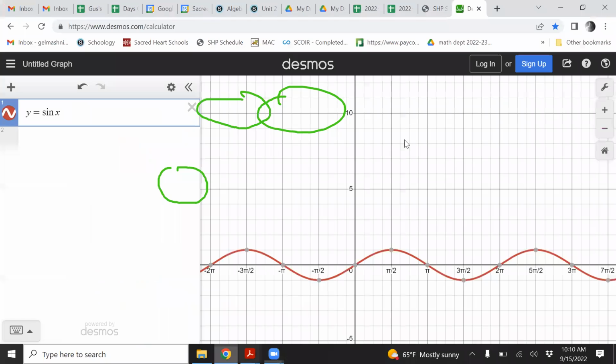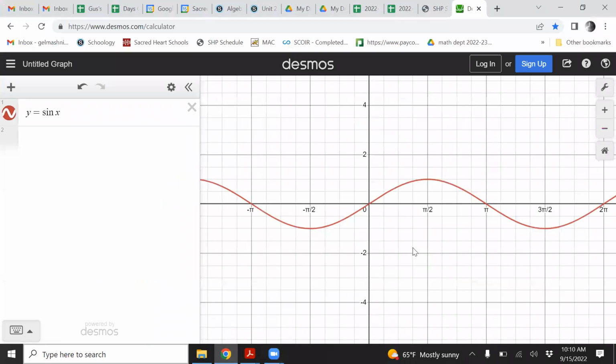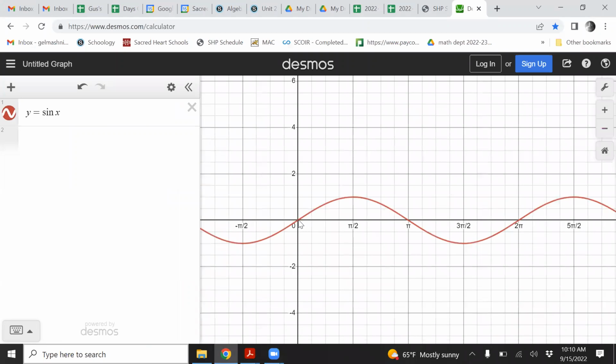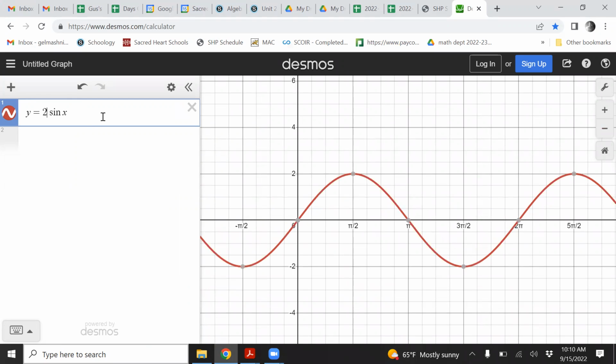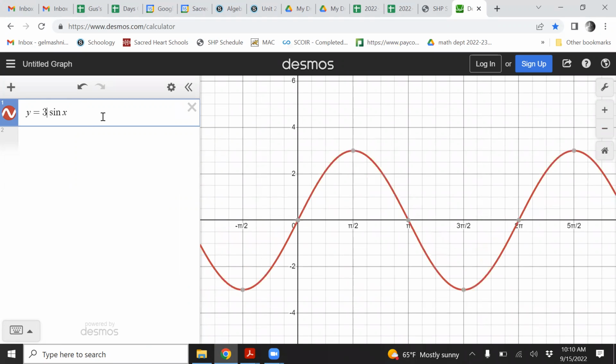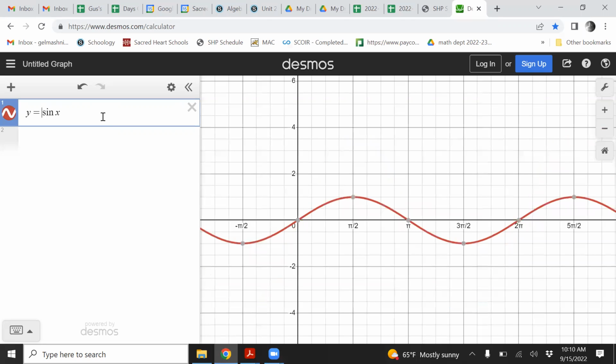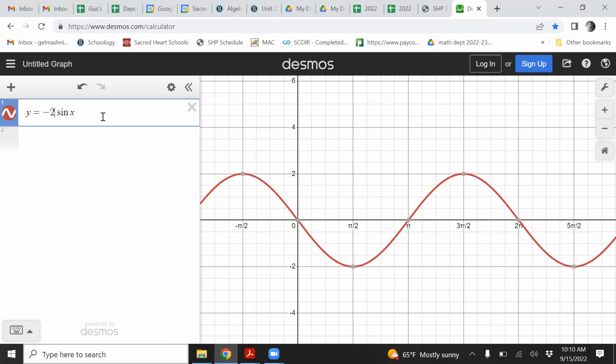If we go to Desmos really quickly, Desmos is your best friend here. You can see that we have sine x, right? And see how it follows these points: 0, 0; pi over 2, 1; pi, 0; 3 pi over 2, -1; 2 pi, 0. What if I put a number like 2 out in front? What is that going to do to the graph? It amplifies. It's kind of like a sound wave, right? It gets louder. But if I put a negative, see, it flips. Or if I put -2, it flips, but also gets amplified.